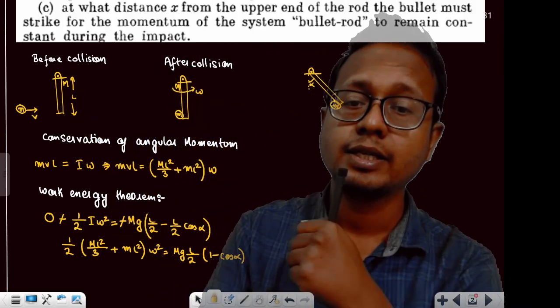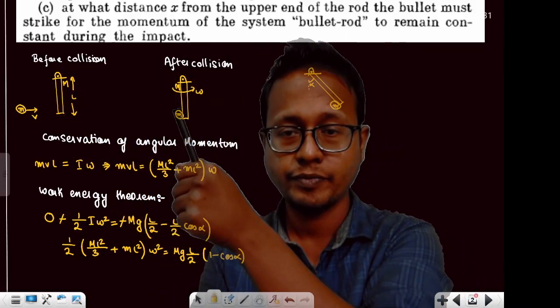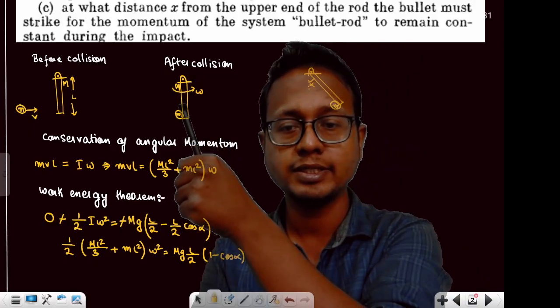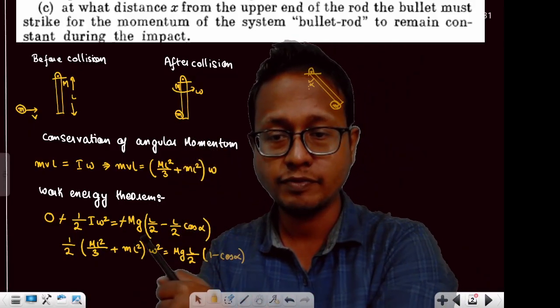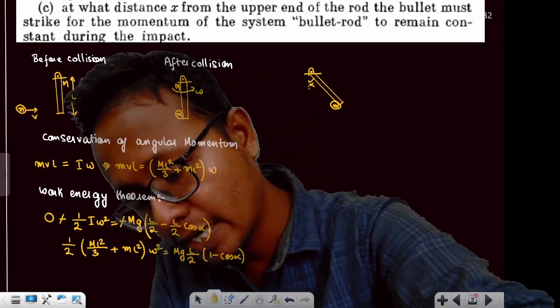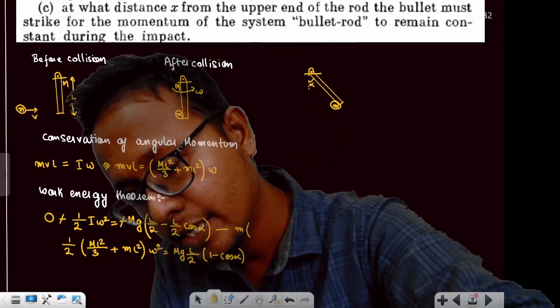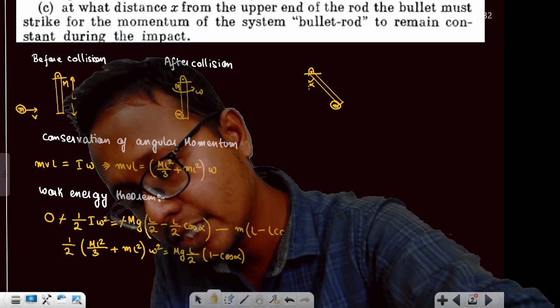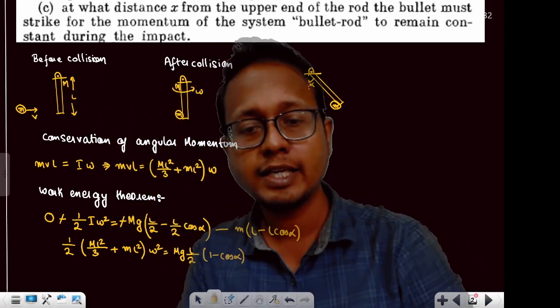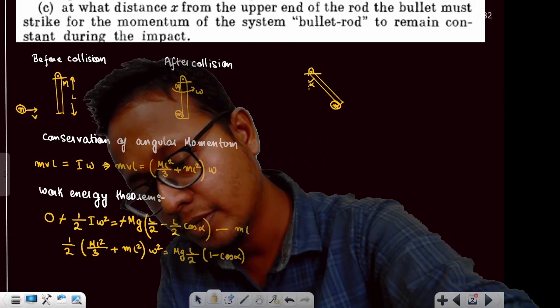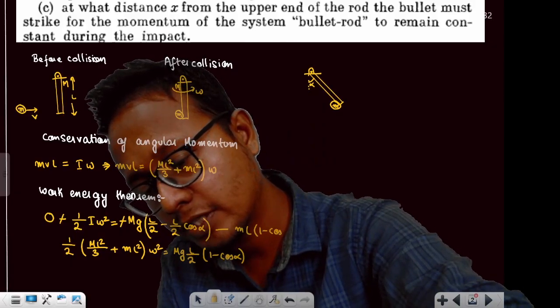One more thing. If this mass m is also moving upward, I have done only the work done by gravity force on the rod. So what is the work done by gravity force on this small mass m? It is nothing but m into L minus L cos alpha. If I take L common, it will be m into L into 1 minus cos alpha.